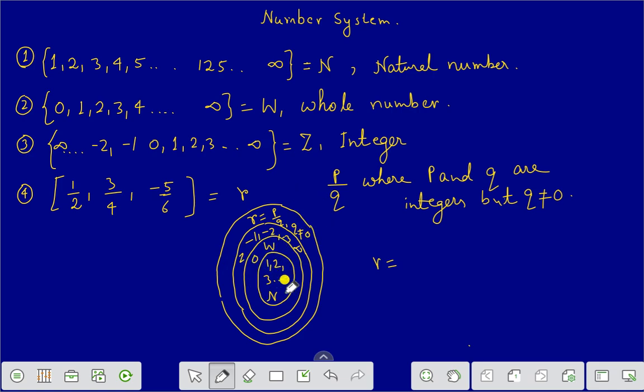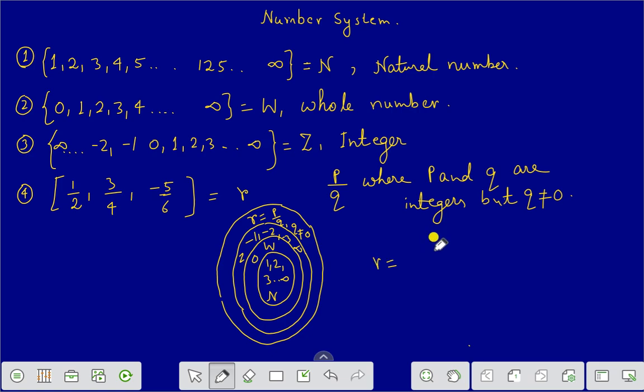First you see natural numbers are 1 to infinity, represented by N. With this natural number, if we put a 0, then we get the whole numbers. And if we take the negative integers also, -1, -2, -3 up to minus infinity, then we get the integers. That means natural numbers are a subset of whole numbers. Whole numbers are a subset of integers, and all these integers, whole numbers and natural numbers are subsets of rational numbers.